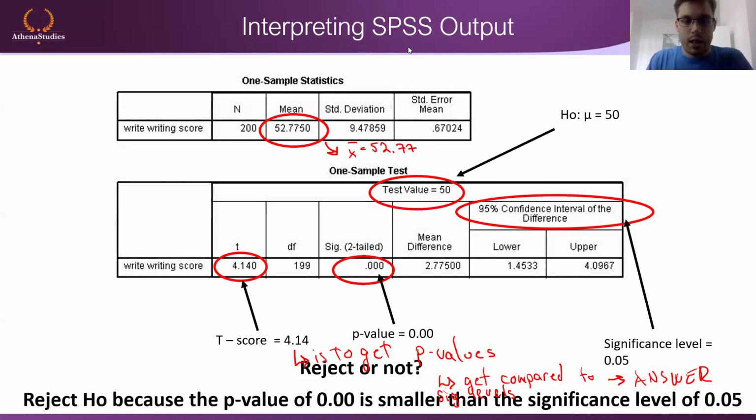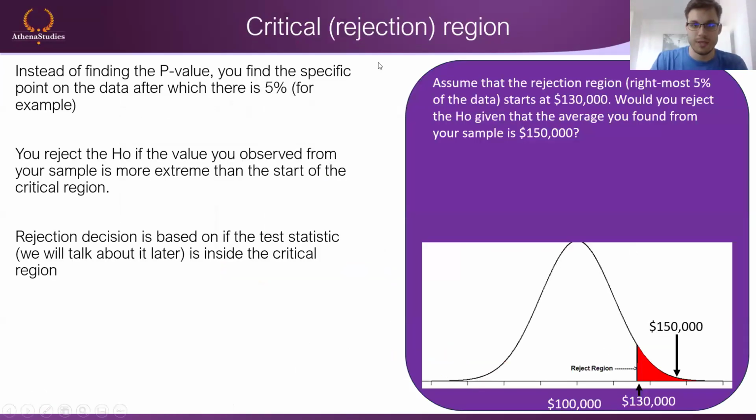So now going back to p-values. Let's talk about critical or rejection regions. So basically what we just talked about: instead of trying to do p-values, we can find specific points on the data set.